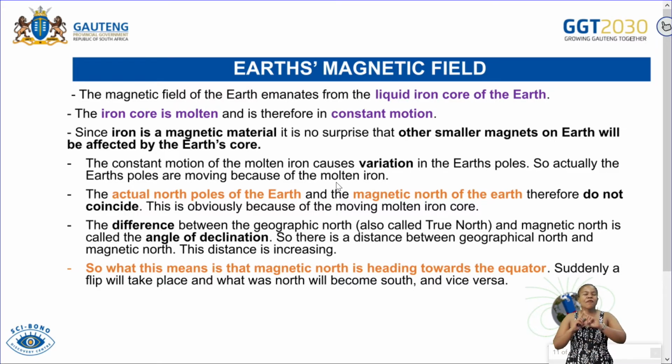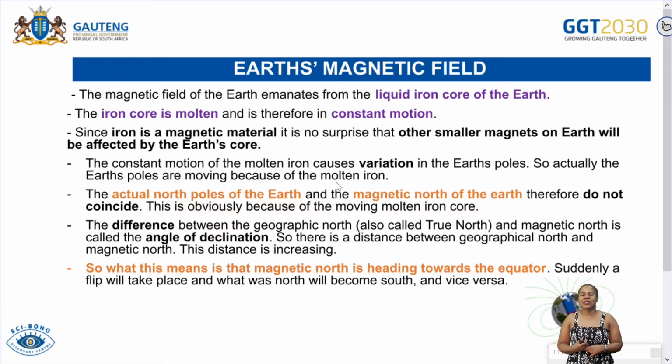Okay, that difference between the true north and the magnetic north pole, we call it an angle of declination, and it's usually a difference of about 11.5 degrees. So there's a distance between those two poles, and the distance is increasing because the magnetic north is moving towards the center of the Earth, which is your equator.